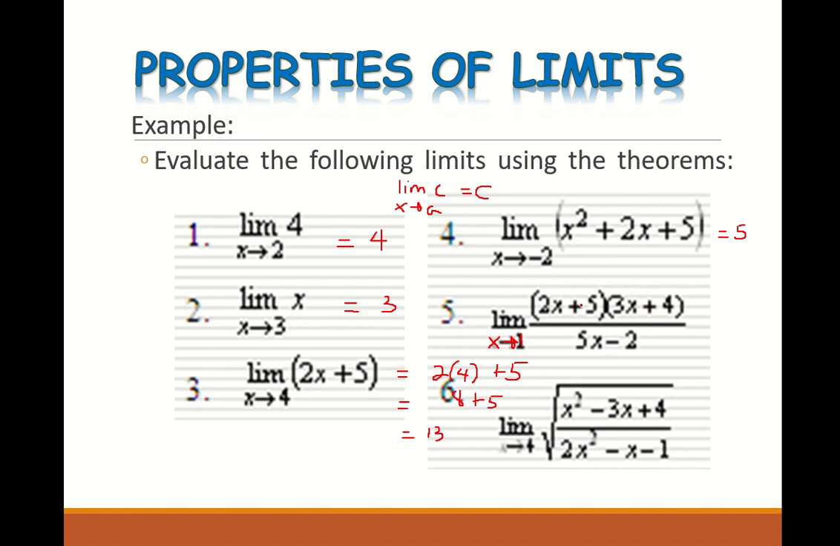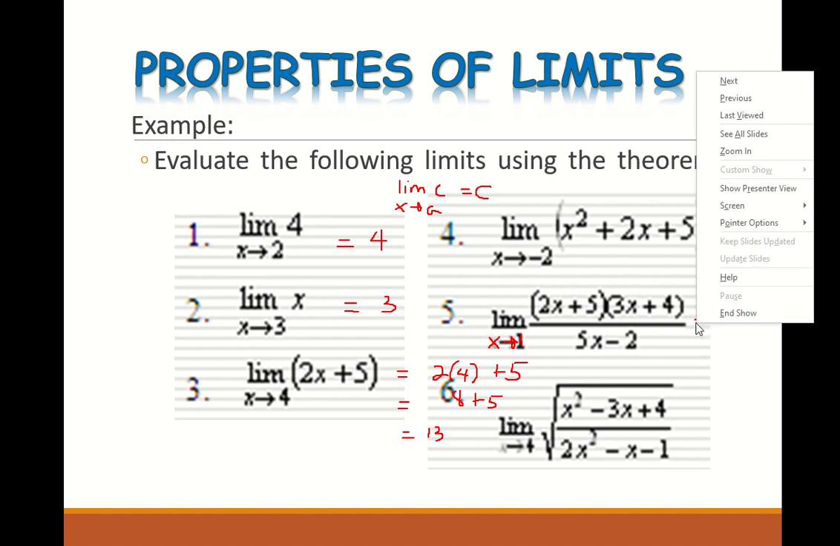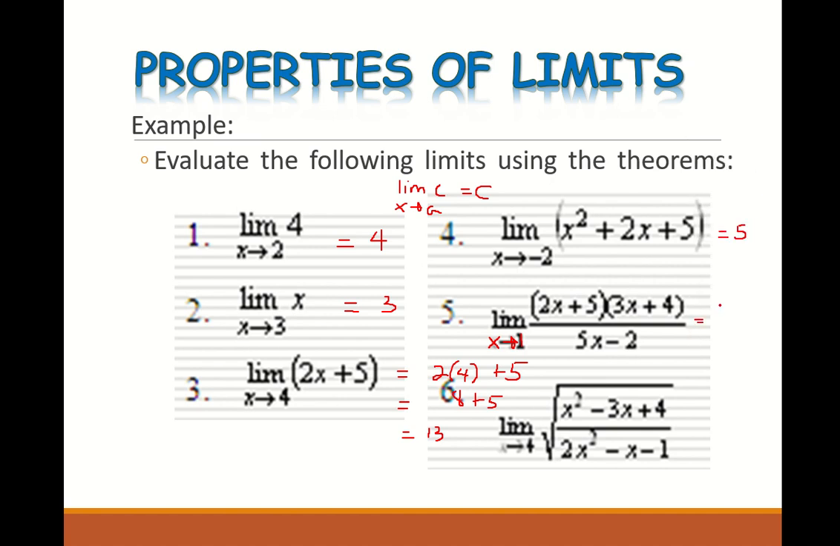So at the numerator we have 7 times 7, so we have 49 at the numerator. And the denominator is 5 times 1 is 5 minus 2. So this is 3. So what is 49 divided by 3? So 49 divided by 3.